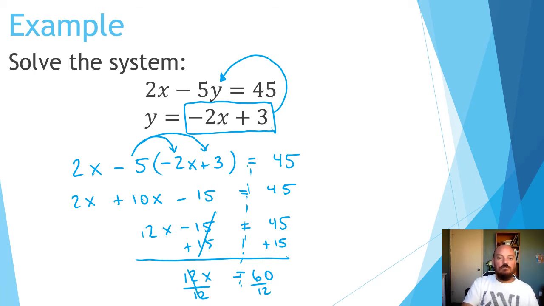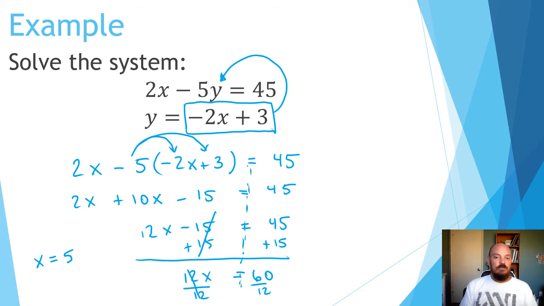And what I did is I solved for x. What I figured out is that x equals 60 divided by 12, which would be 5. Now that's basically half of my answer. Because remember, to answer this question, we need both an x and a y.